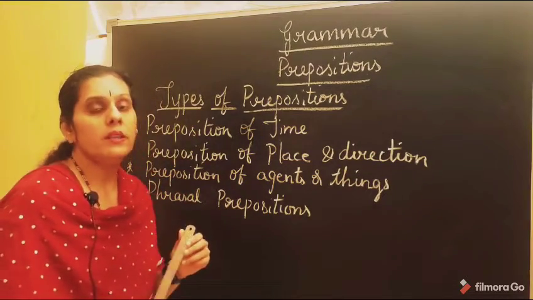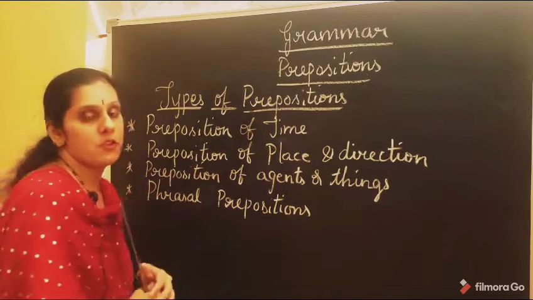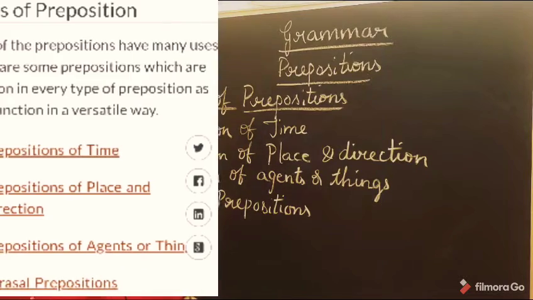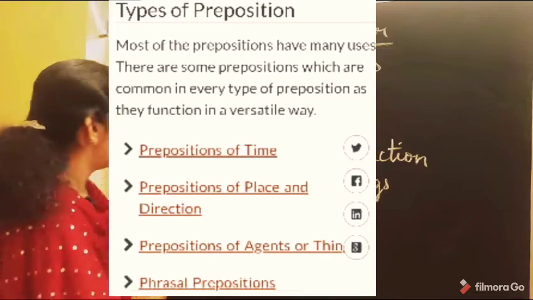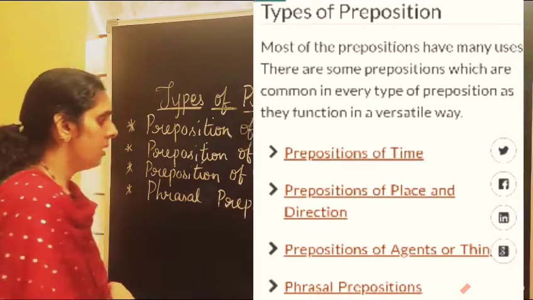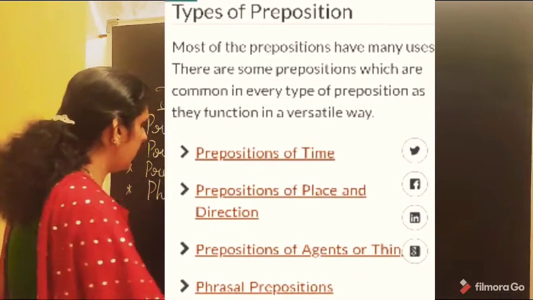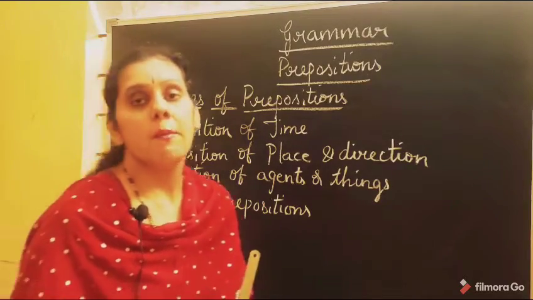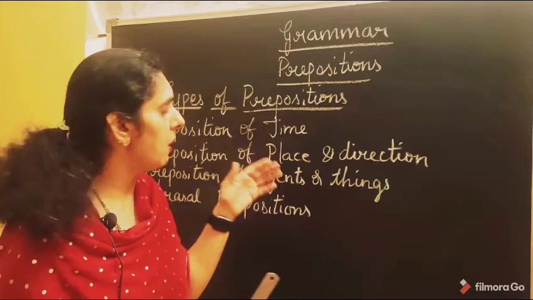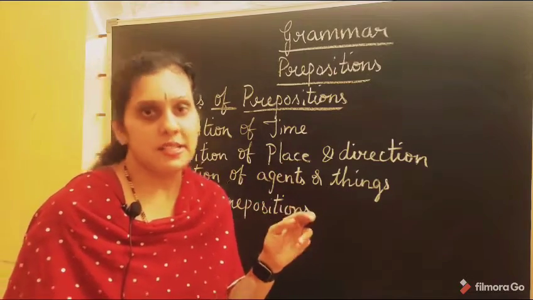So now there are four types of prepositions, okay? Mainly four types: preposition of time, preposition of place and direction, preposition of agents or things, and phrasal prepositions. So these are the four types of prepositions. Let us discuss each type of preposition separately, okay?